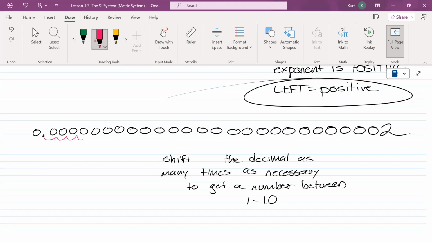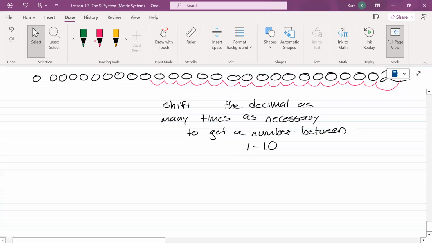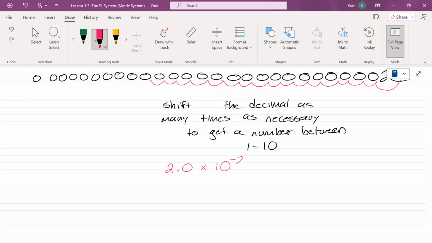All right, here we go. 1, 2, 3, 4, 5, 6, 7, 8, 9, 10, 11, 12, 13, 14, 15, 16, 17, 18, 19, 20, 21, 22, 23, 24, 25, 26. So I have 2.0 times 10 to the, now we shift to the right. So what can you assume? Negative. Shift right, you have a negative exponent.